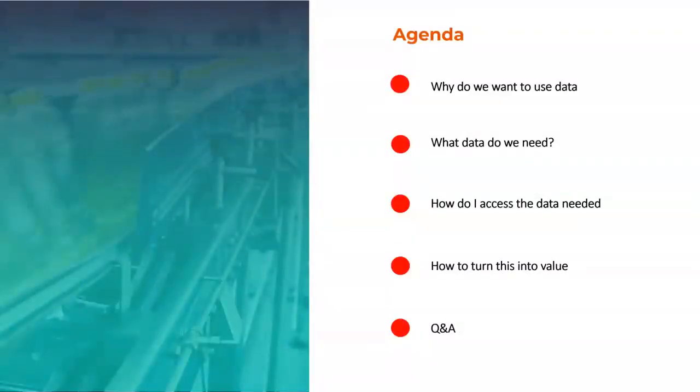Today in this webinar, we will have a look at how you can use streaming data from your assets and use this to optimize process availability, detect issues early, and improve asset integrity. We will first discuss why you want to use this data before going into detail as to what data we need and where to get this data from.